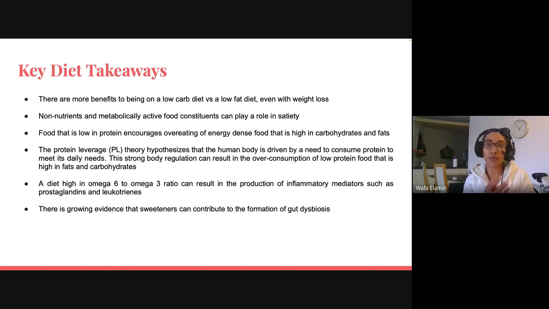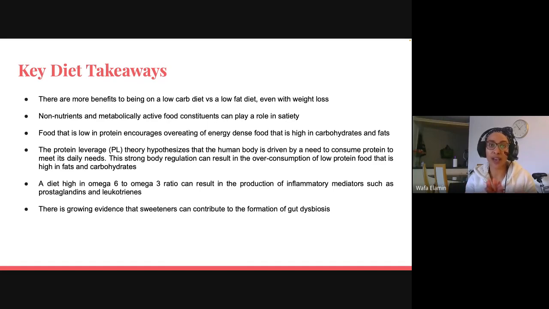Macronutrients play a role in satiety, but other non-nutrients and metabolically active foods also play a role. I found some interesting studies on certain teas, for example, green tea or coffee, that can actually induce satiety through intervention studies. So that might be something we can consider a bit more. I didn't delve too deep into it, but there is room for that.